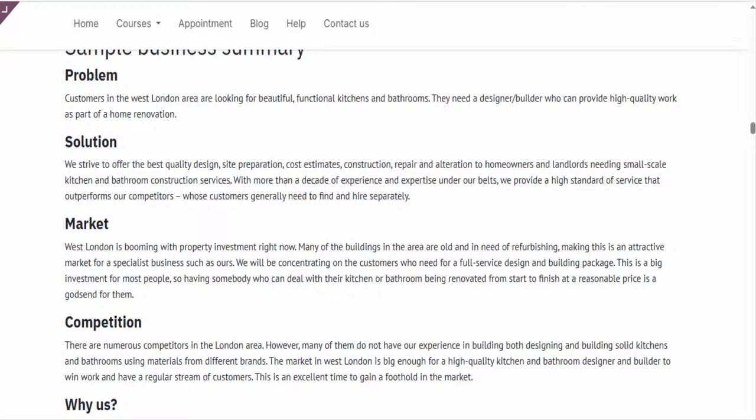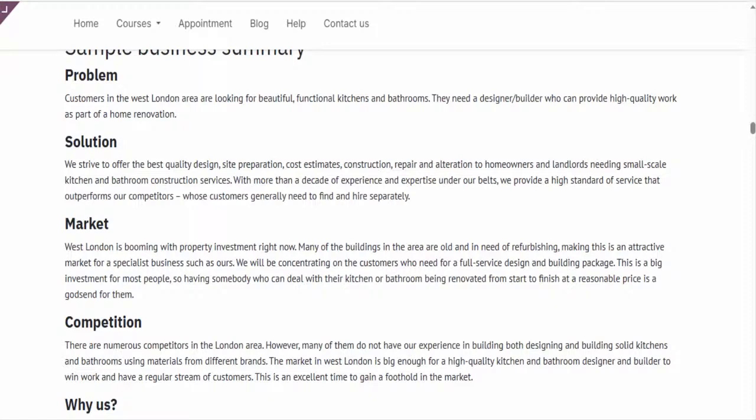Market. West London is booming with property investment right now. Many of the buildings in the area are old and in need of refurbishing, making this an attractive market for a specialist business such as ours. We will be concentrating on the customers who need a full-service design and building package. This is a big investment for most people, so having somebody who can deal with their kitchen or bathroom being renovated from start to finish at a reasonable price is a godsend for them.